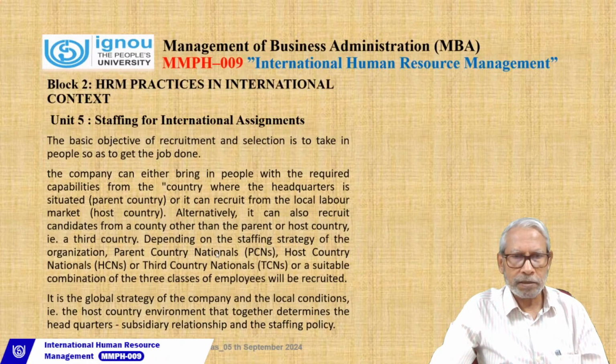So parent country nationals, we can say PCNs in short. Host country nationals, that is HCNs. And third country nationals are TCNs. Suitable combinations of these three classes of employees will be recruited. So it is the global strategy of the company and the local conditions, the host country environment, that together determine the headquarters and subsidiary relationships and staffing.